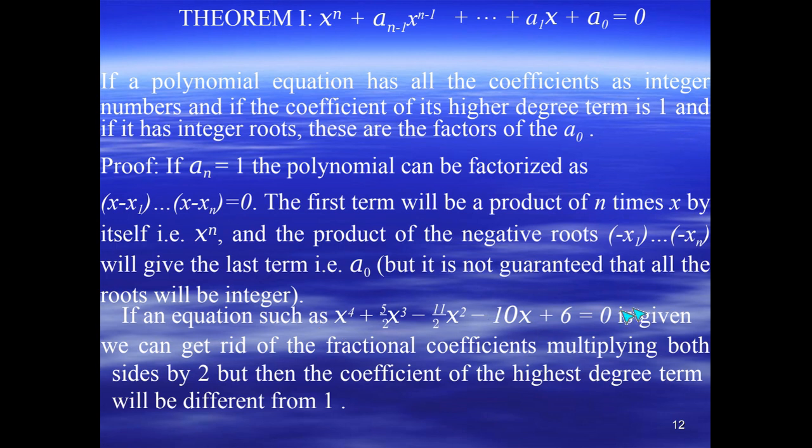In this case, we can multiply the whole equation by 2. Then we obtain 2 times x to the power 4 plus 5 times x to the power 3 minus 11 times x to the power 2 minus 20x plus 12 equals 0. Sometimes it is easier to work this way, and at other times it's better to leave the coefficient of the highest term as 1 and try to see some fractional roots from these fractional coefficients. Sometimes it's easy, sometimes the other way around.